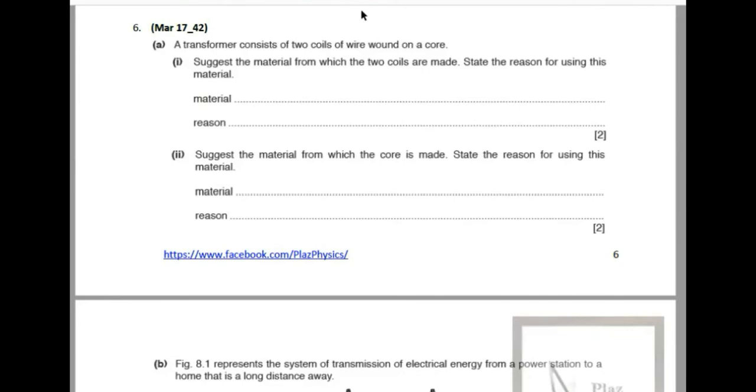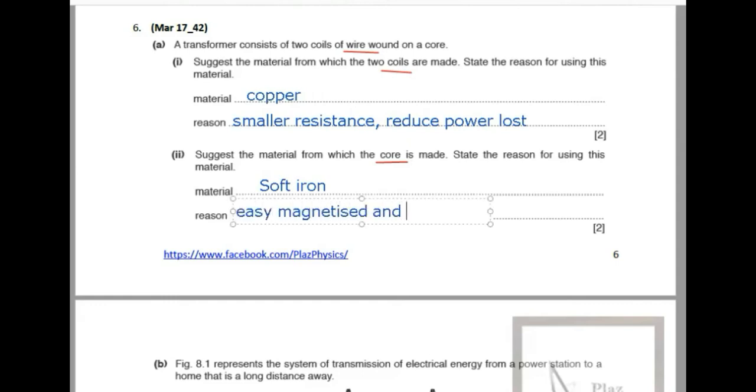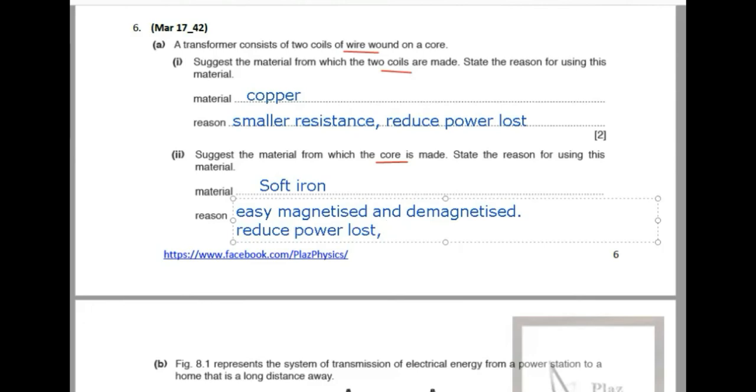The transformer coil itself is actually a wire. So the wire is made of copper. Why do we use copper? Smaller resistance. Further explanation is to reduce power loss. The core uses soft iron. That's why we always say soft iron core. Reason? Easy to magnetize and demagnetize. Okay, this one also reduces power loss. You can also say increases efficiency.